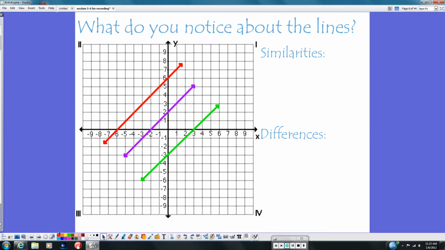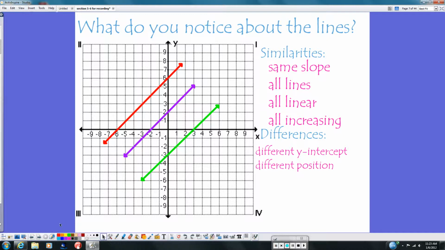Let's take a look at these lines that I've graphed for you. I want you to think of some similarities and some differences that you see in these lines. Here are some of the similarities and differences that I came up with. The similarities: they all have the same slope. They're all lines, they're all linear, and they're all increasing. Some differences: they have a different y-intercept, and they're in a different position on the grid.